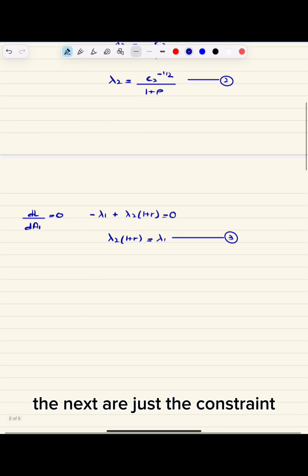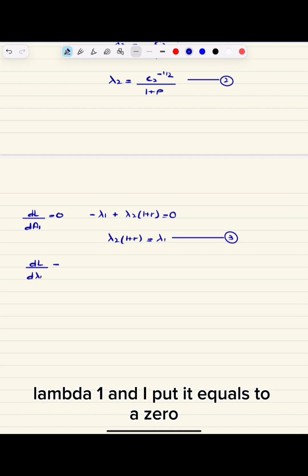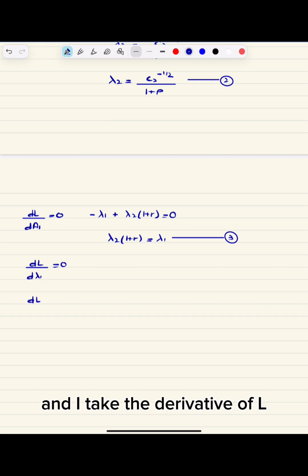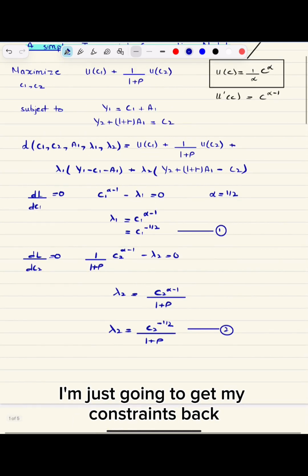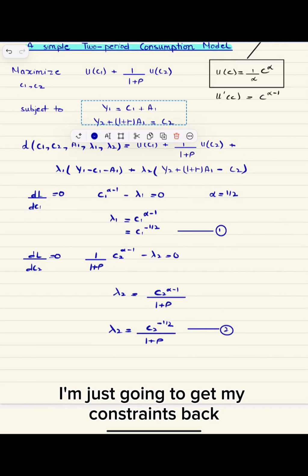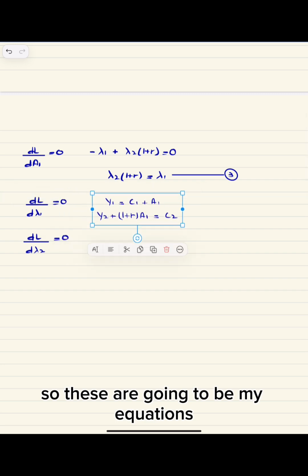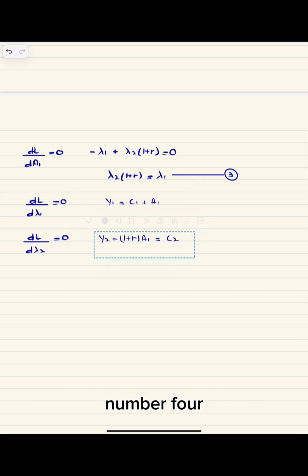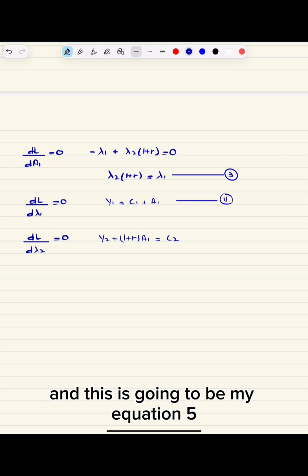Okay, the next are just the constraints themselves. So when I take the derivative of L with respect to lambda 1 and put it equal to 0, and I take the derivative of L with respect to lambda 2 and put it equal to 0, I'm just going to get my constraints back. So these are going to be my equation 4, and this is going to be my equation 5.